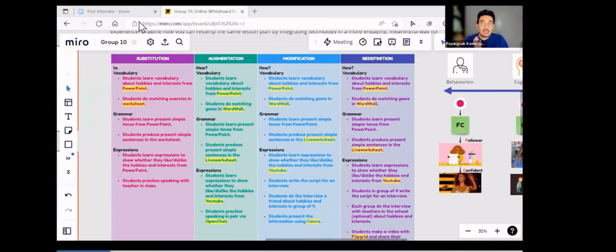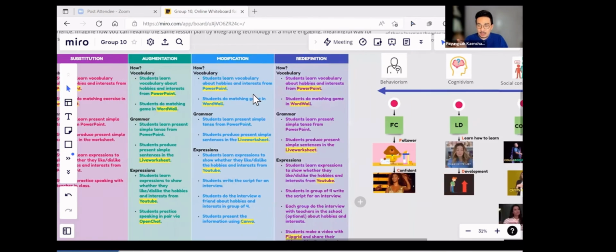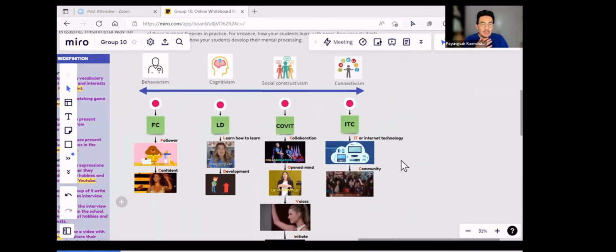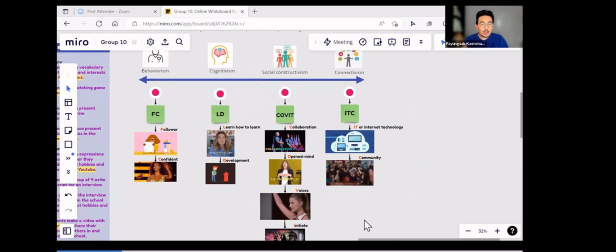Okay, and I really love the way that you explain how those learning theories can be applied and can be reflected in this classroom. You will see that follower there, confident there. Can you just move to the right a little bit there? Yeah. For example, follower, confidence, learning how to learn, development, collaboration, open-mindedness, voices, initiative, or even internet or technology application. All of these could be byproducts of learning as well, right? Because your ultimate goal is to teach them language and how to use language communicatively and meaningfully.